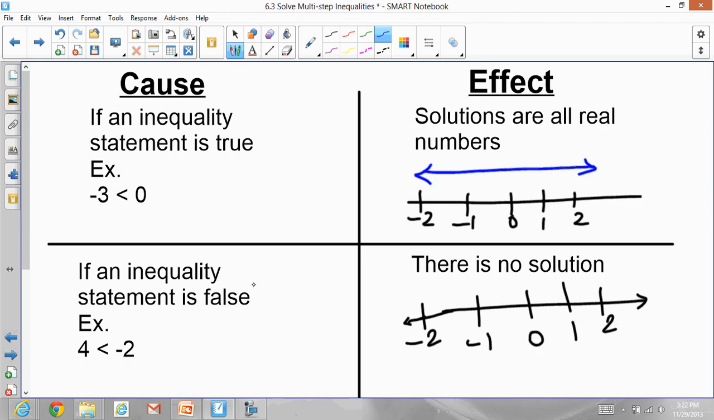Now pause the video and copy this down. Make sure that you put 2 columns. Now, if an inequality statement is true, for example, negative 3 is less than 0, which is true. Or if you take it as 2 is less than 4, which is true. Or you can take it as 4 is greater than 2, which is true. If any of these statements become true, then the solution are all real numbers. That means you have many solutions.